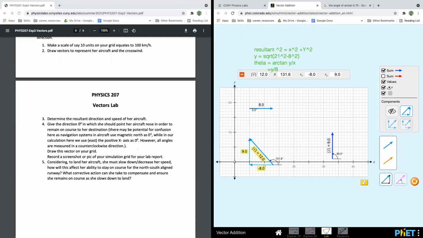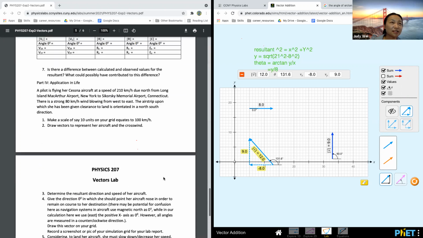Right? So any questions? Basically you just finished this. For question 4, you do the math. For question 5, you just use descriptive words to explain what you can see here. Then yeah, that's it. That's all for the lab.